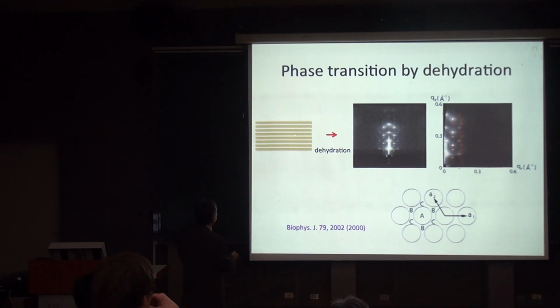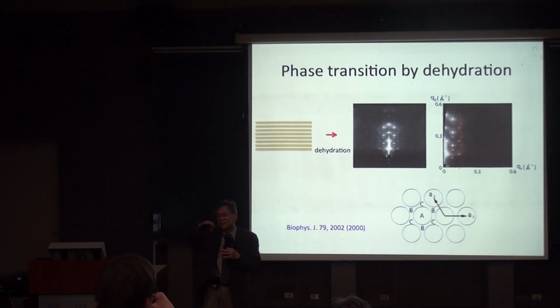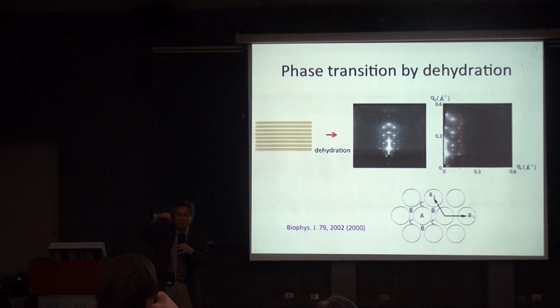We take the multi-layer system with holes in there, and we remove the water, dehydrate it even more, and it will become a crystal. Now, why is that the case? Think about this. A membrane is a soft material. So its entropy includes the fluctuation of this plane.